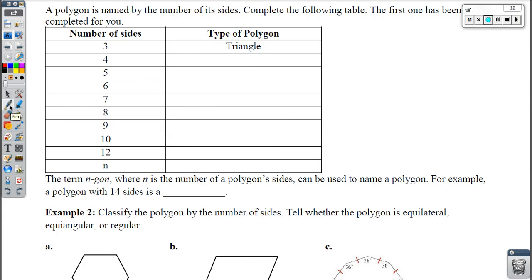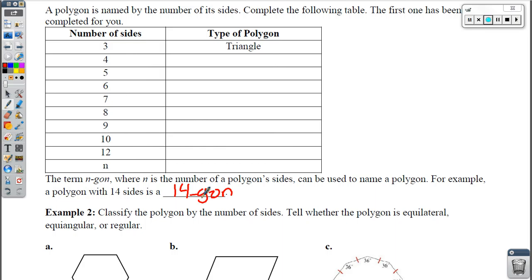We have some special names for shapes that have any number of sides from 3 to 12. Beyond that, we just call it an n-gon, so n being the number of sides. So let's actually jump below the table. It says the term n-gon, where n is the number of polygon sides, can be used to name a polygon. So for example, a polygon with 14 sides, we would just call it a 14-gon. If it has 18 sides, we'd call it an 18-gon. If it has 1,000 sides, we'd call it a 1,000-gon.